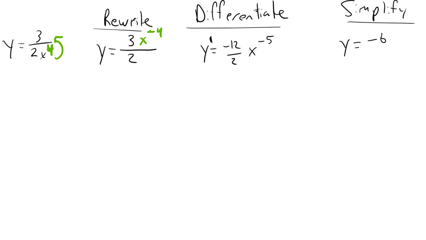But you really shouldn't leave a negative exponent in your answer. So just like I moved this to the other side to change the sign, now I'm going to move this one back. So x to the negative fifth in the numerator is the same thing as x to the positive fifth in the denominator. So here is our derivative fully simplified.